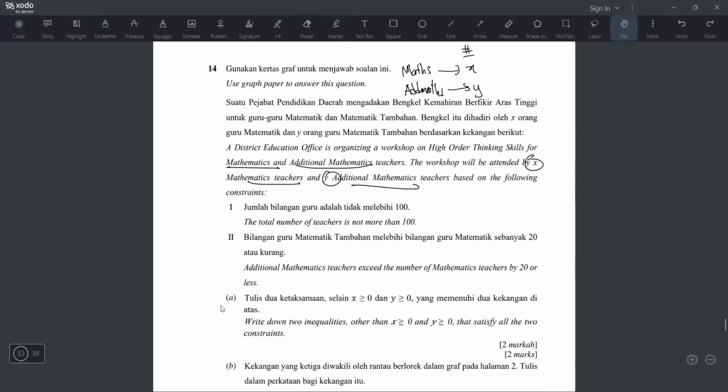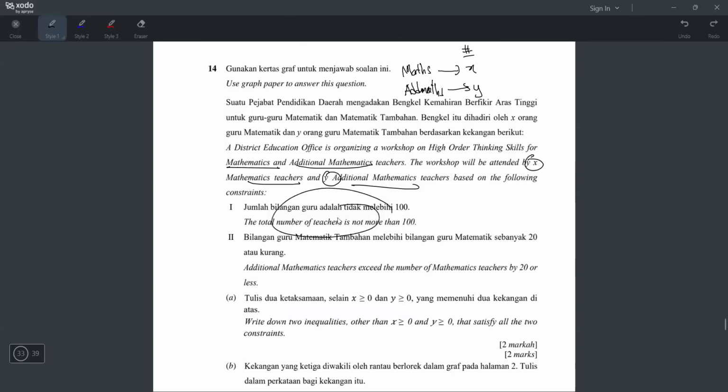Okay, so A 1, 2, and then they say write down 2 inequalities other than X bigger than 0 that satisfy the above constraints. And I have to baca ni, write the inequality lah. Okay, the first one, total number of teachers not more than 100. So X plus Y tak boleh lebih, so not more than, so smaller or equal to 100.